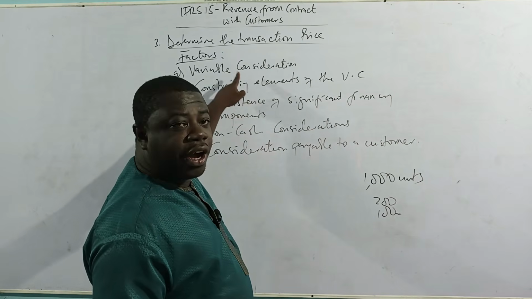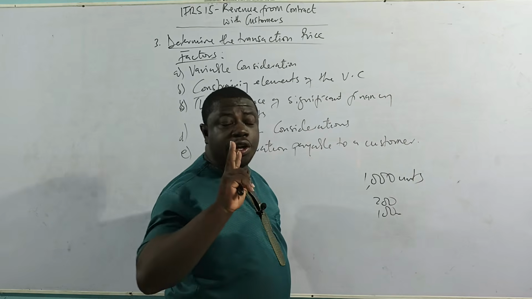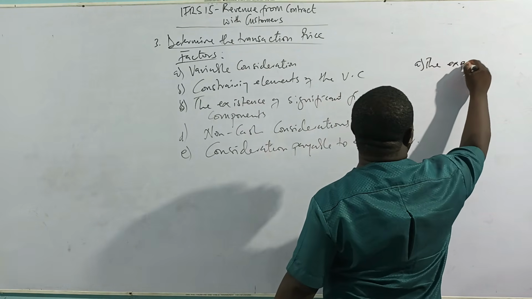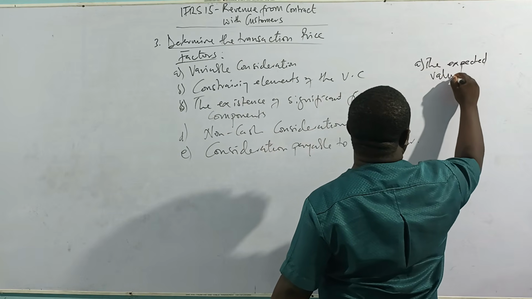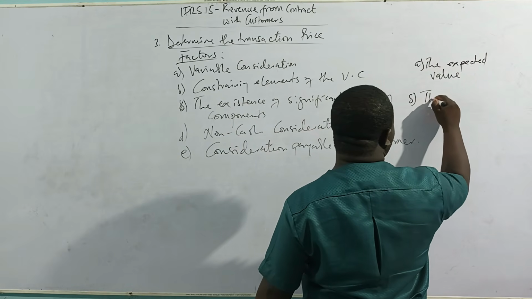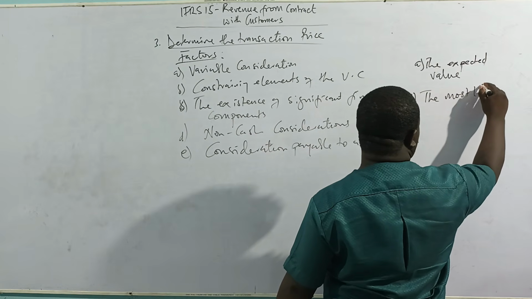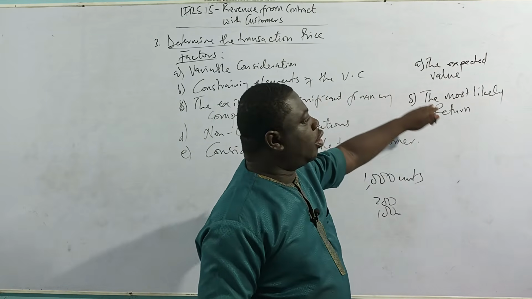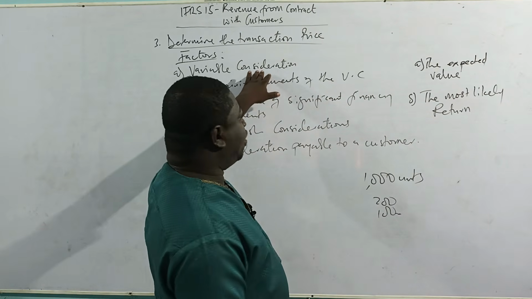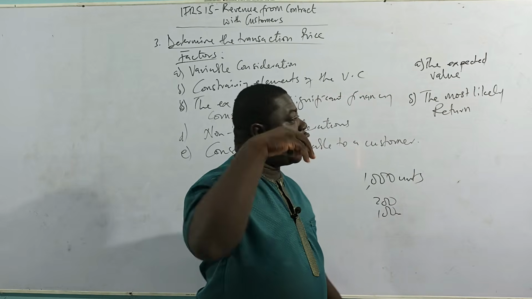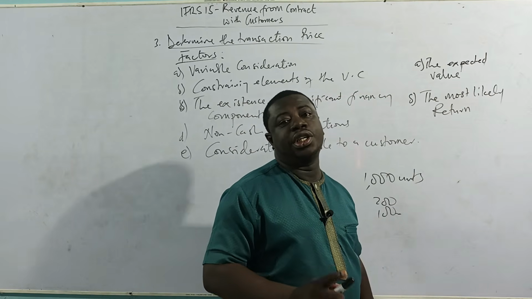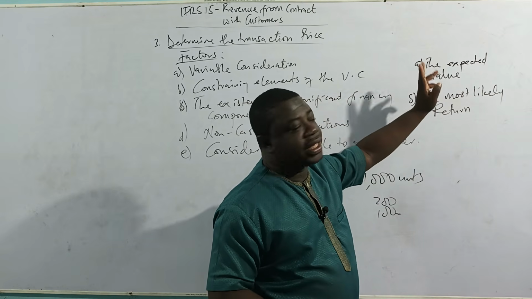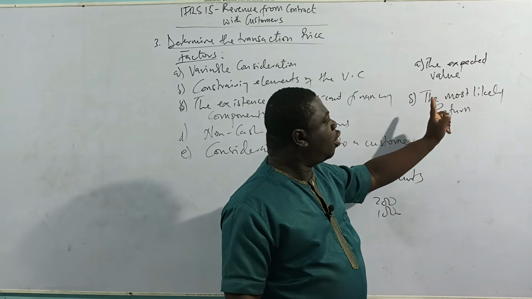In determining the value of a variable consideration, you can use two methods. You can either use the expected value, or you can use the most likely return. I'm going to explain these two. Now, we are still on the variable consideration, and we are saying that for a contract that has a variable consideration, we need to estimate the contract price using one of these two methods. Either we are using the expected value or the most likely return.